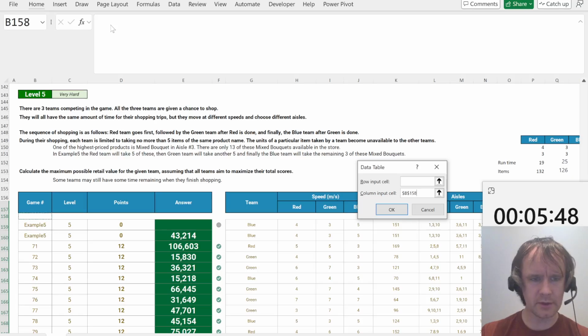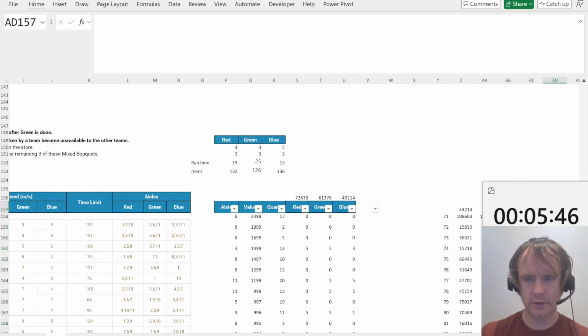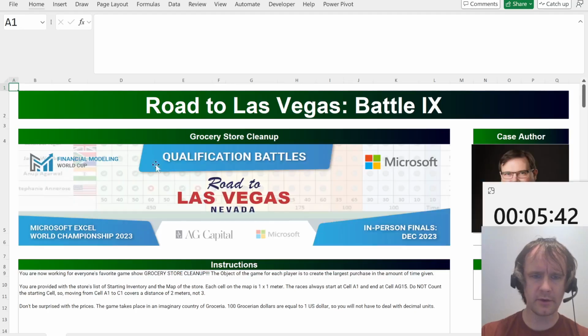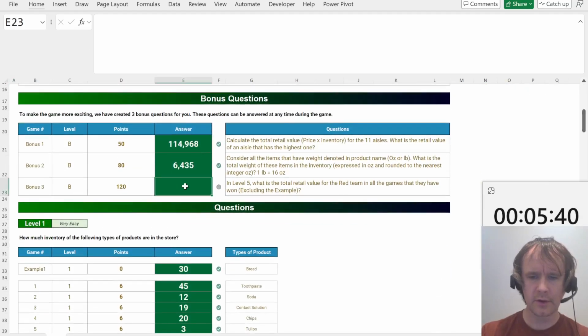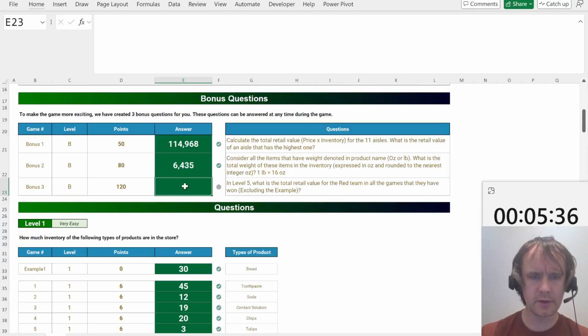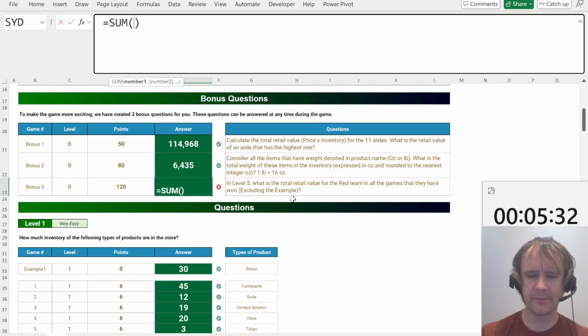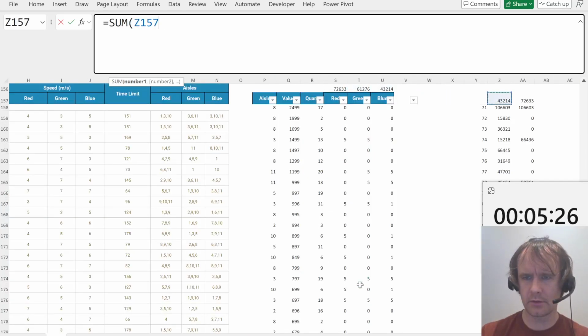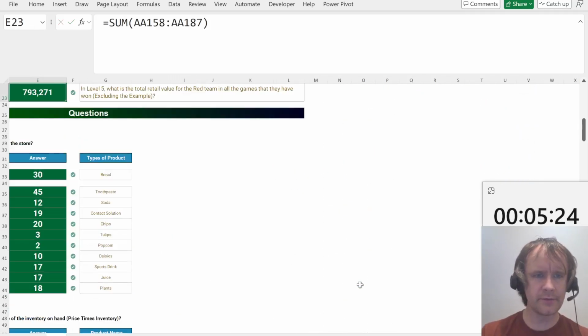My column input cell is this one. Okay, and let's see if my wrap width works. Wrap width function, sum. No, what? Oh, that totally didn't work. Never mind. Okay, gotta check on that later, but never mind. Sum these guys, and that did work.